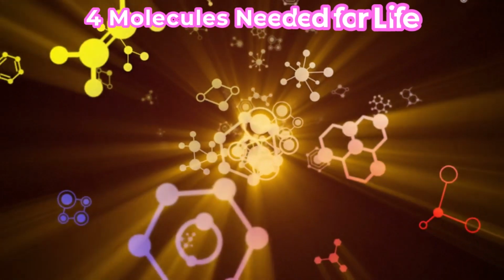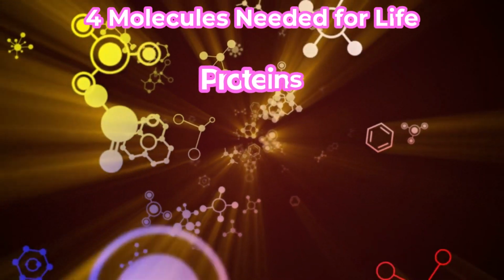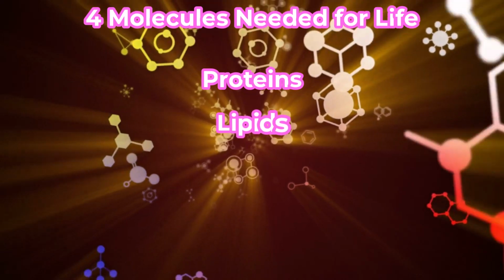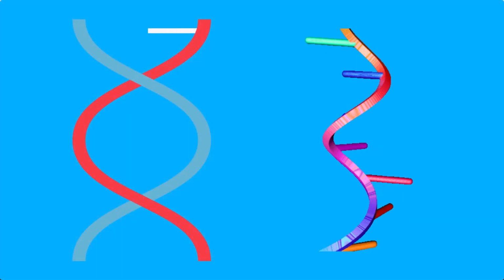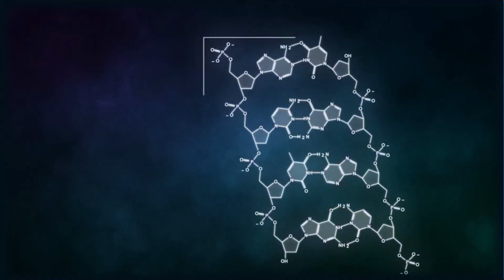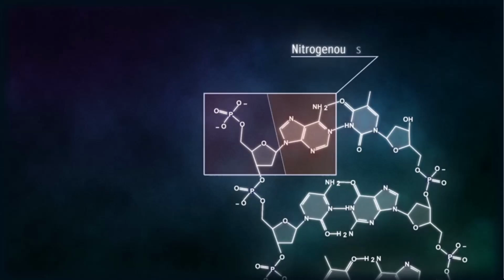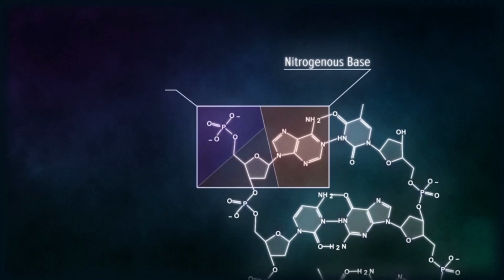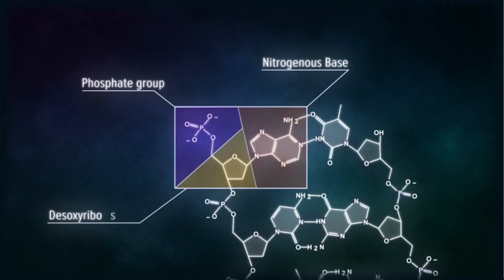There are 4 types of organic molecules necessary to support life. These are proteins, lipids, carbohydrates, and nucleic acids. Nucleic acids are the building blocks for both DNA and RNA in living organisms. DNA is composed of a string of nucleic acids. An individual nucleic acid is composed of a phosphate group, a ribose sugar, and a nitrogenous base.